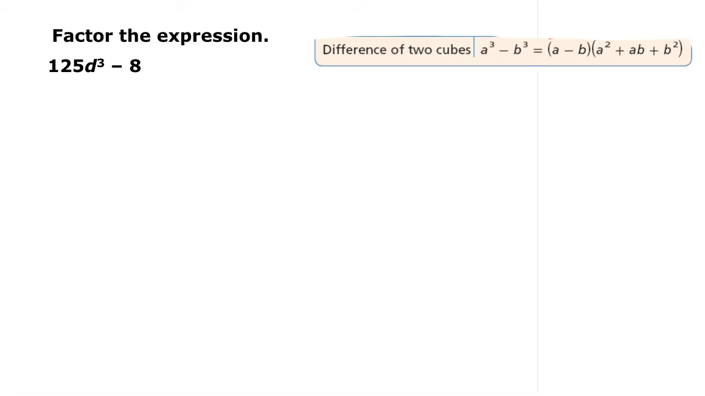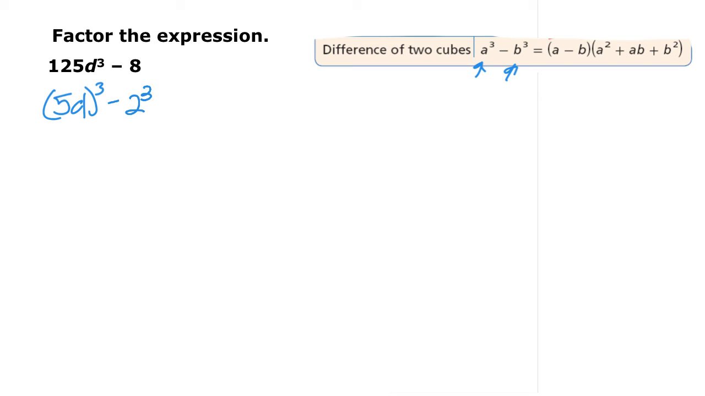This next one is a difference of 2 cubes. I could rewrite it with my a and my b, so I have to think what number times itself 3 times gets me 125, and that's going to be 5. And so that'd be 5d cubed. That's going to be the same thing as 125d cubed. Minus 8 can be written as 2 cubed. And so here's my difference of cubes.